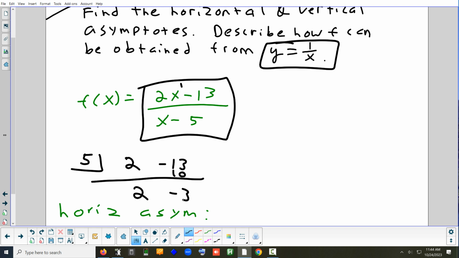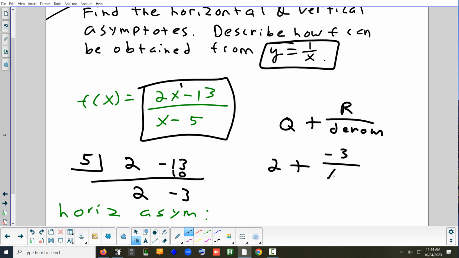The remainder. So remember how you can write your answer: quotient plus remainder over the original denominator. That's how you can write any answer to a long division problem. What's the quotient in this case? 2. What's my remainder? -3 over x minus 5.